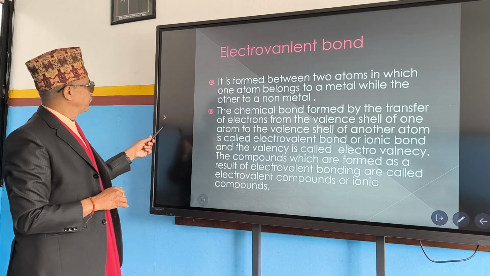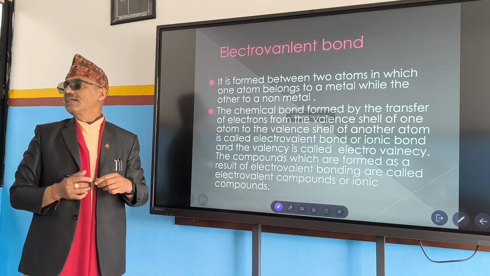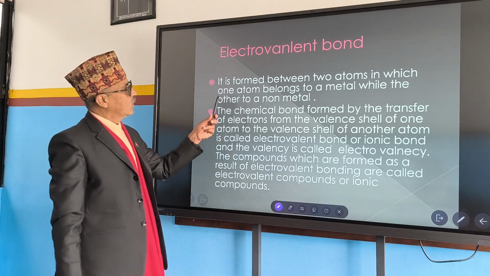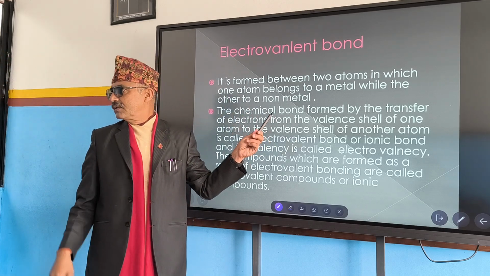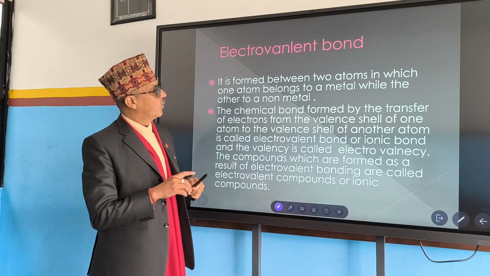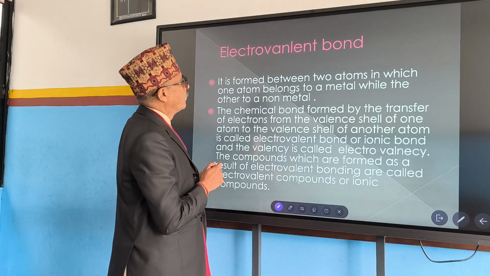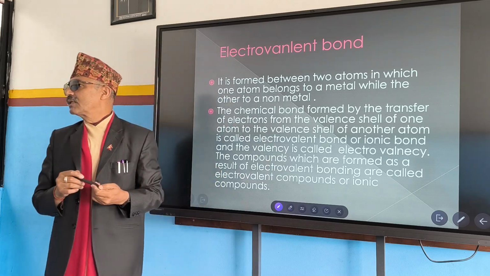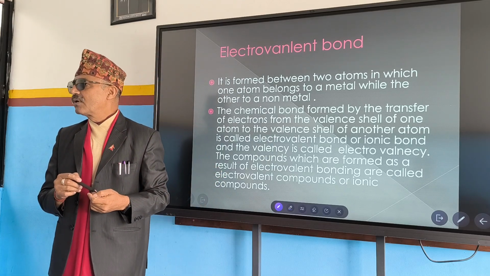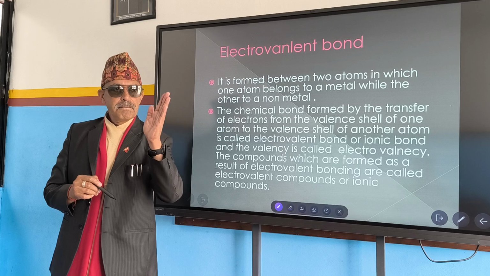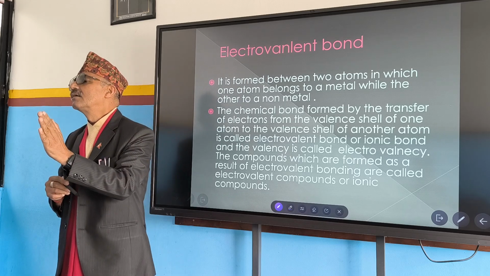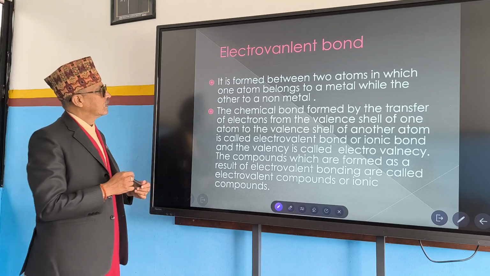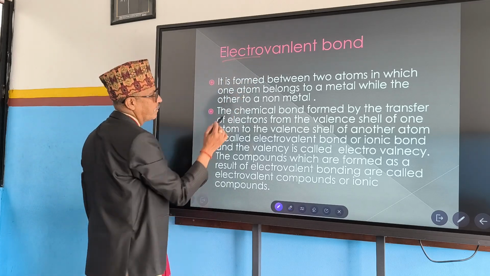Now, first of all, what is an electrovalent bond? What is the definition? The chemical bond, pay attention here, that is formed by transfer of electrons from a metal atom to a non-metal atom. That is called an electrovalent bond.